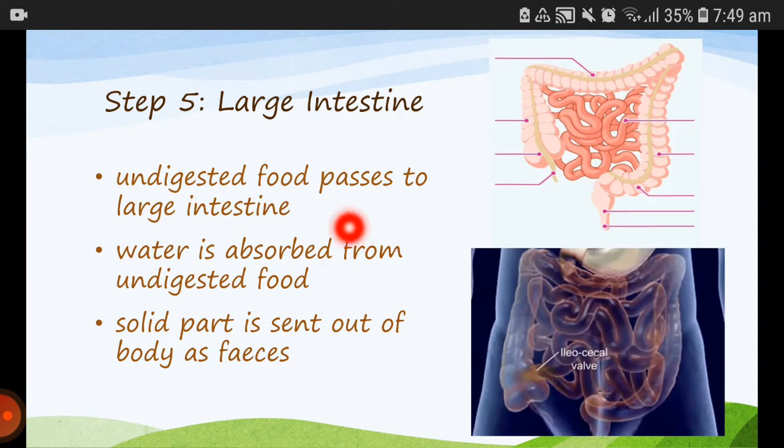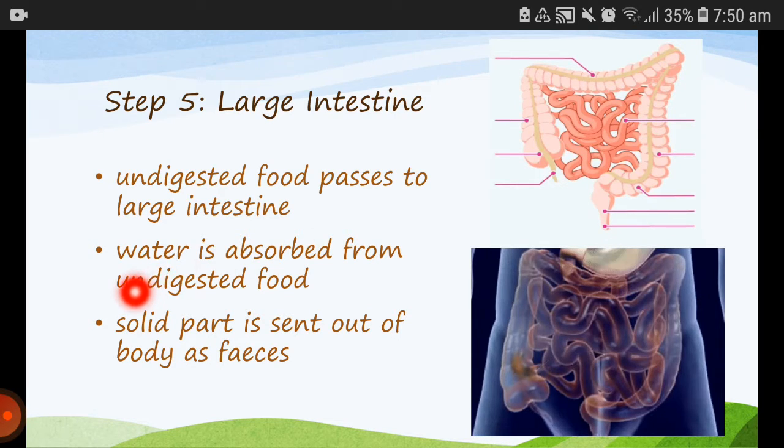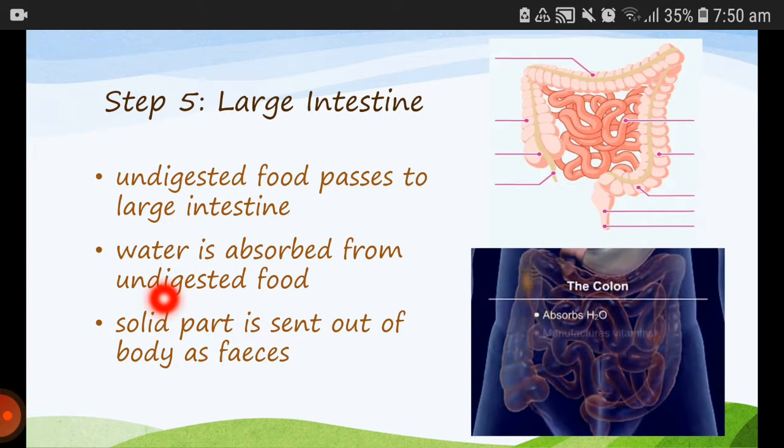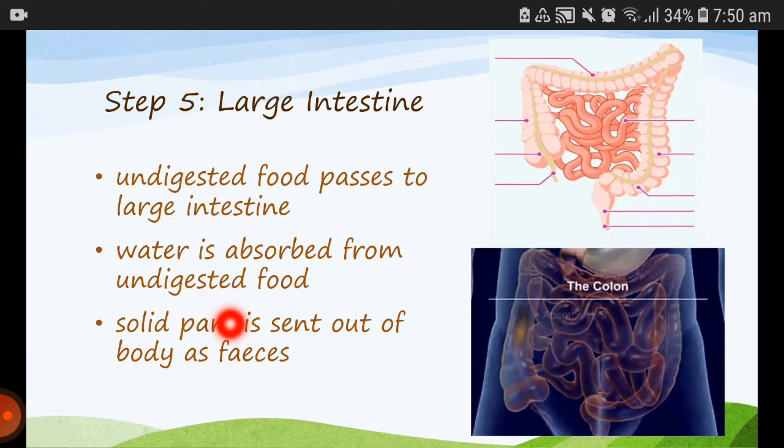Okay, so that water is absorbed back into the body. And the remaining solid part, now when water is absorbed from that food, what remains is the solid part, because the liquid part, which was water, was absorbed. So the remaining solid part is sent out of the body as feces, okay. So after water is absorbed, the solid part is sent out of the body as feces.